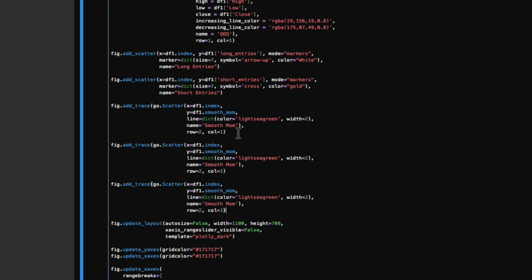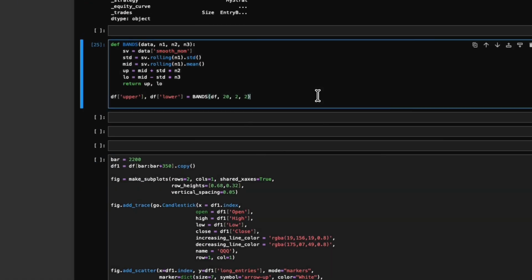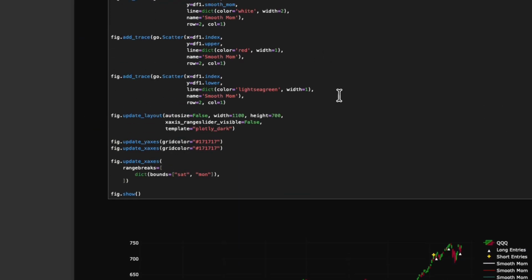So we need that twice, and then one is going to be upper, which I will make red, and we'll make the lines a bit smaller, and then the other one will be lower, and I'll keep that green, and then I'll tell you what, we'll make this white. All right, let me just see whether that's going to work. Right, so if I run everything from there, let's go and have a quick look.